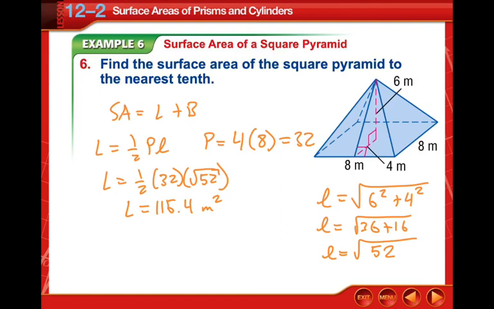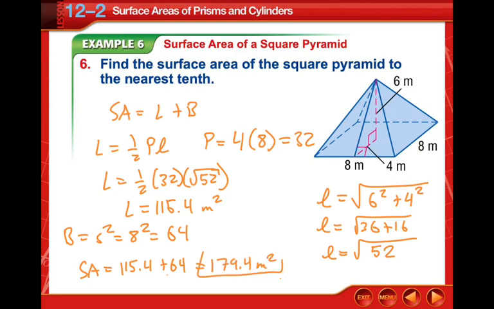which again is a square. So the area of the base is side squared, or 8 squared, which is 64. So now we just got to add them up. Surface area is going to be 115.4 plus 64, which comes out to be 179.4 square meters.